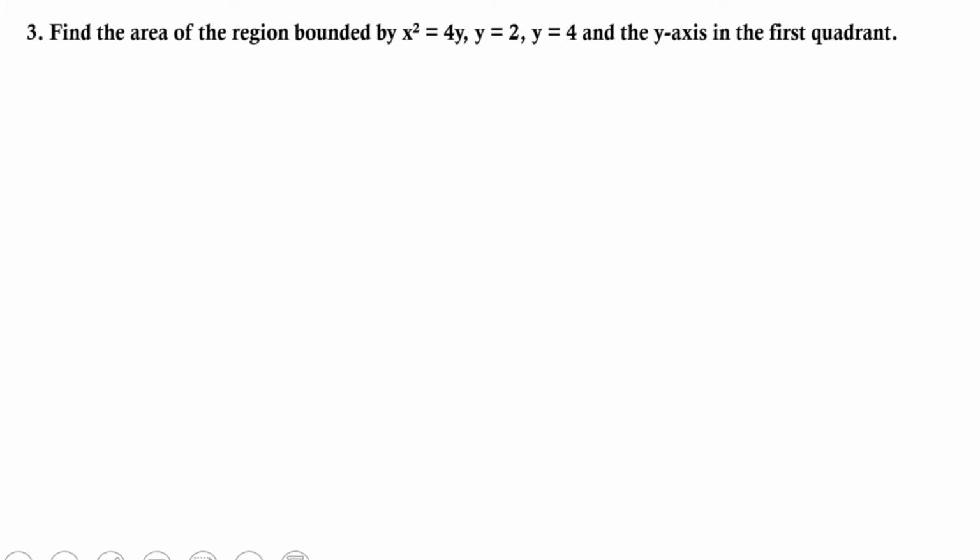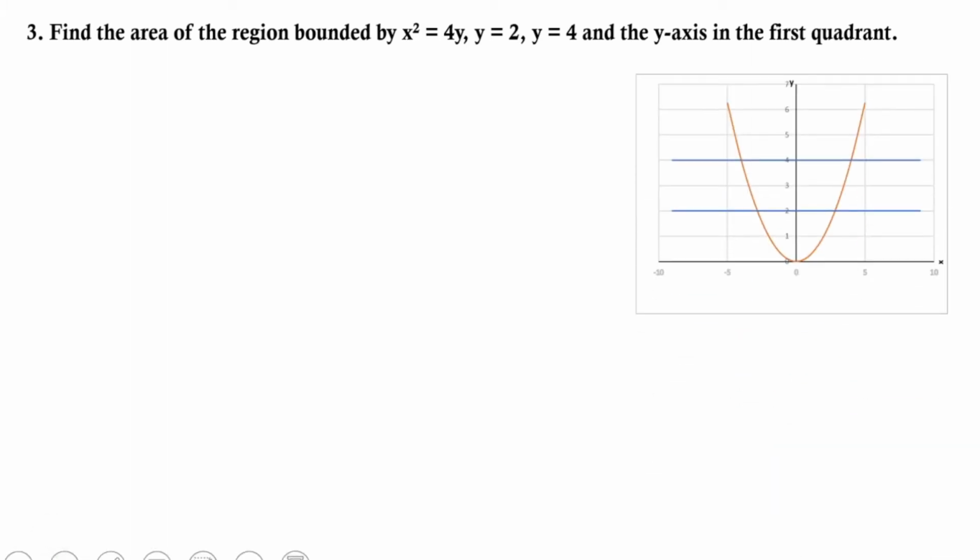The next question is, find the area of the region bounded by x square equal to 4y, y is equal to 2, y is equal to 4 and the y-axis in the first quadrant. So let us draw the graph. So we have Ox, Oy, and this is the curve x square is equal to 4y.